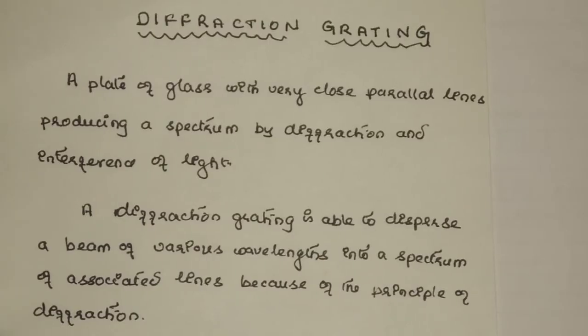This is an experiment for BSc 4th semester: diffraction grating by the normal incidence method. A diffraction grating is a plate of glass with very close parallel lines, producing a spectrum by diffraction and interference of light. A diffraction grating is able to disperse a beam of various wavelengths into a spectrum of associated lines because of the principle of diffraction.